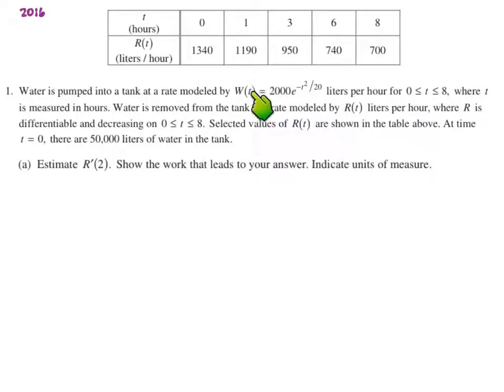So we have the rate in represented by W and the rate out represented by R, and both of those have units of liters per hour. Understanding those units is going to help us understand what we're going to do with these functions when we come across these questions. So in part A it says estimate R prime of 2. Well, we're given values of R and we're asked to estimate R prime. So we're asked to take the derivative of R, but we can't because we only have a table of values.